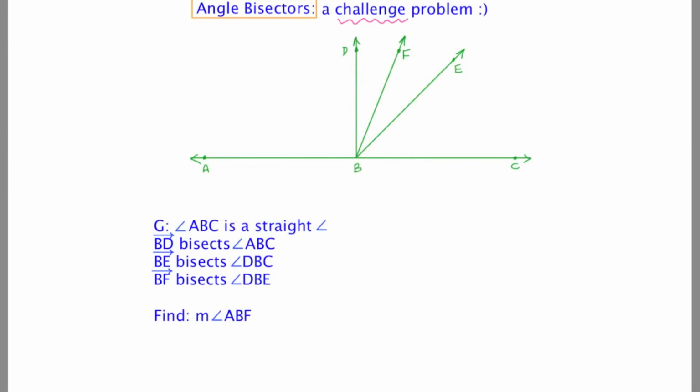Okay, geometry students, this clip is about angle bisectors, but it's a challenge problem. And here's my challenge to you. I would like you to get a piece of scrap paper or notebook paper and start by copying this diagram down. When you're done, take a look at the problem, the givens, and what you're asked to find, and see if you can come up with the answer before I start going over it. So if you want, pause the video now and then press resume after you've attempted the problem.